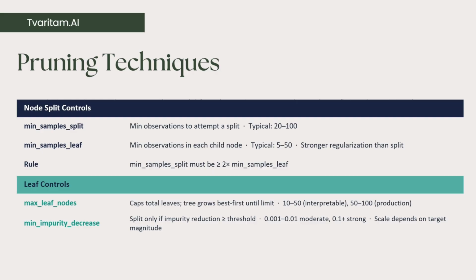Maximum leaf nodes limits the number of leaves in the tree. Fewer leaves make the model more interpretable, while more leaves increase the flexibility. Minimum impurity decrease means a split will only happen if it reduces impurity by at least a certain threshold. If the improvement is too small, the split is simply not allowed.